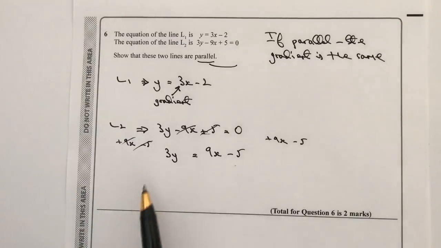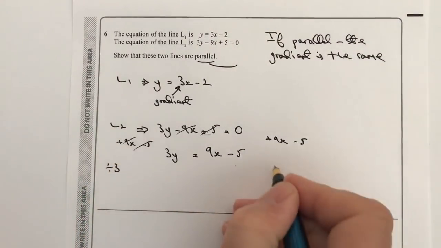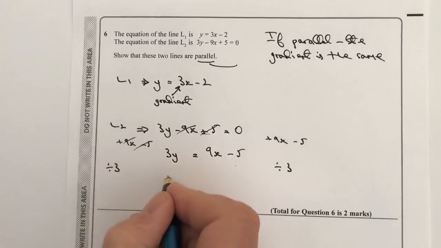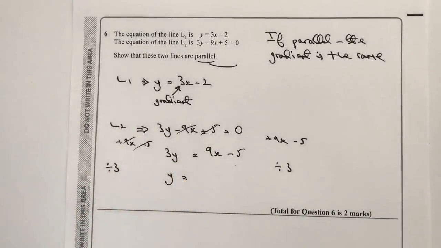So I've got 3 values of y equals that. What I need to do now finally is divide through by 3. If I divide through by 3, on the left hand side I get y, which is brilliant, it's what I'm after.